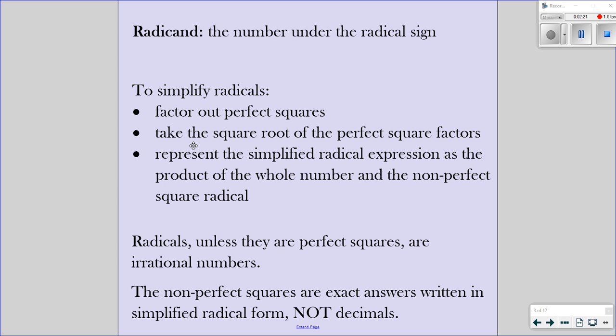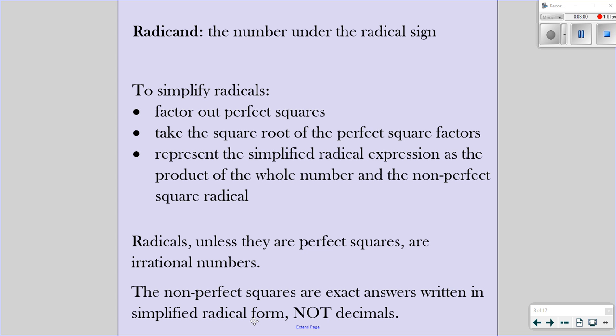Once you do that, take the square root of the perfect square factor, then represent the simplified radical expression as a product of a whole number, so that's the number that was simplified and comes out, and then the non-perfect square radical, which will be underneath the radical symbol. Please note that radicals, unless they are perfect squares, are irrational numbers. 2 square root of 5 is irrational. But if you have the square root of 4, it's going to give you a whole number of 2. Then square root of 4 is rational.